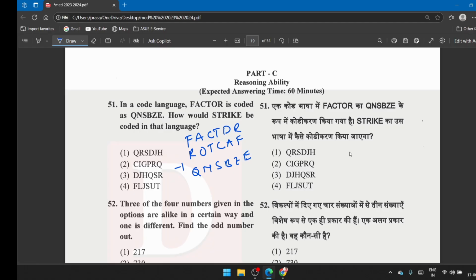So similarly, if you write STRIKE and reverse it, EKIRES, and you minus 1, sorry, here after R comes Q, that is if you come from R to Q, you do -1, from Q you go to R, you do +1. So how would strike be coded? What happens here? DHJQSR will be the option. That is option C.